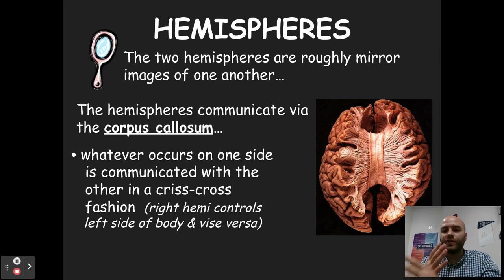So there's this crossover of information, which is kind of interesting, which many people don't know until they take psychology, that the left side of your brain controls the right side of your body, and the right side of your brain controls the left side of your body.